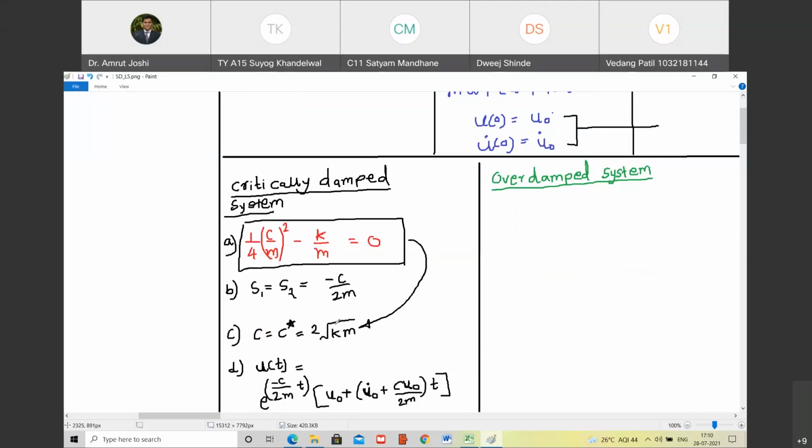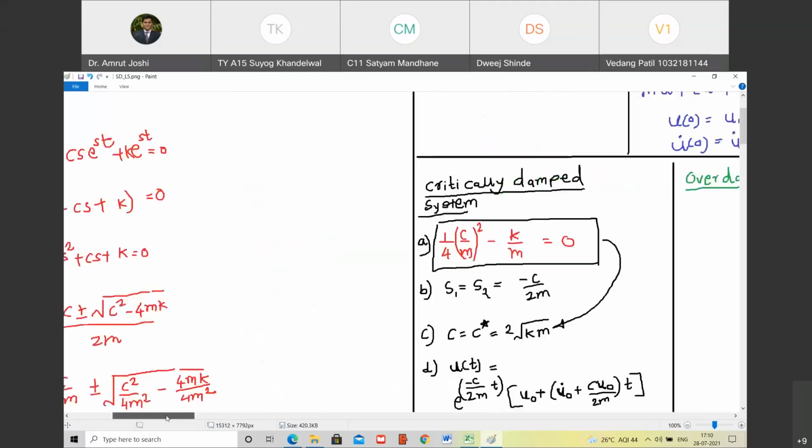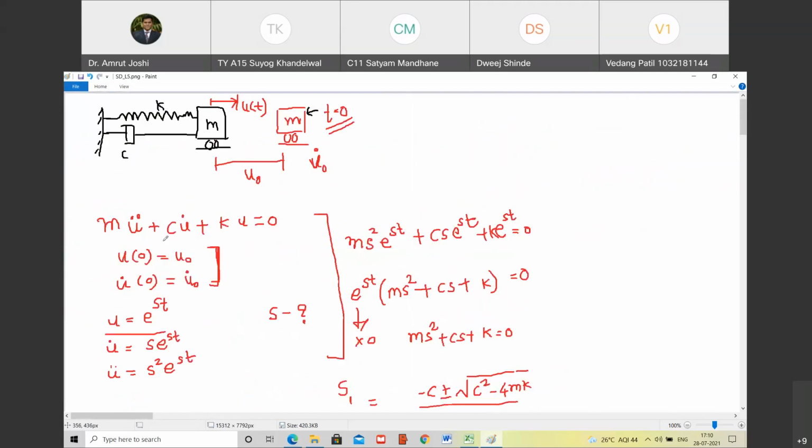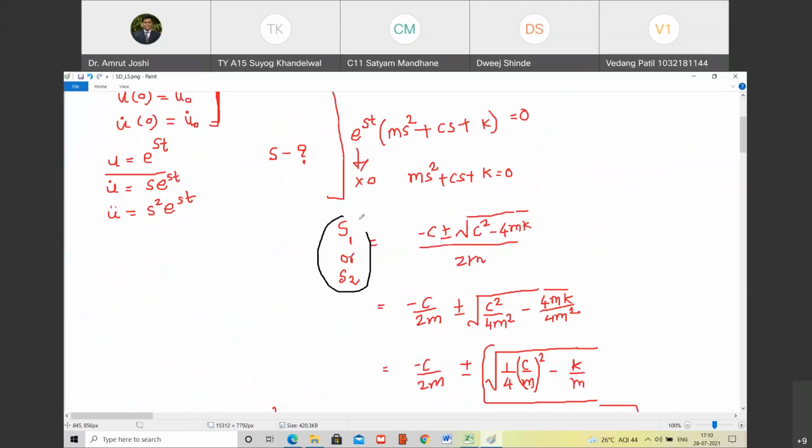In this case, s1 and s2 both are minus c by 2m. ये सब कहाँ से आ रहा है? तो हमने इस equation में e raised to st ये solution डाला है. And then when I substitute u equal to e raised to st in this differential equation, I get two roots of s, those are s1 and s2. So minus c plus or minus square root of this. तो ये square root में जो quantity है वो zero हो जाए तो ये दोनों roots equal रहते हैं. Because plus minus sign is sitting here, if the square root के अंदर zero आ जाए तो plus minus zero doesn't make a difference. So then s1 becomes equal to s2, and that is what we call a critically damped system.